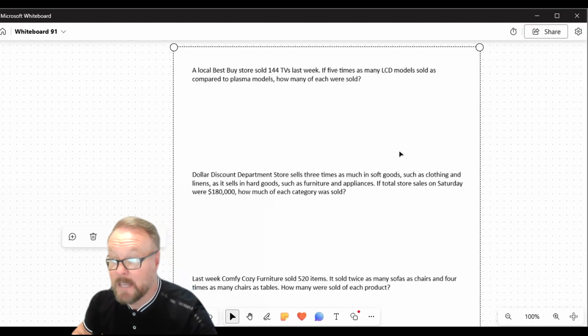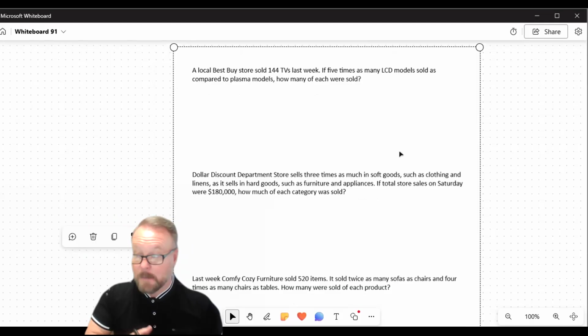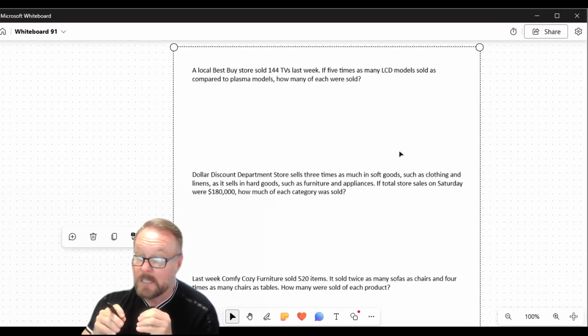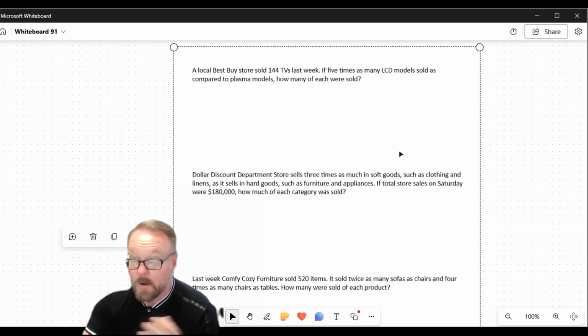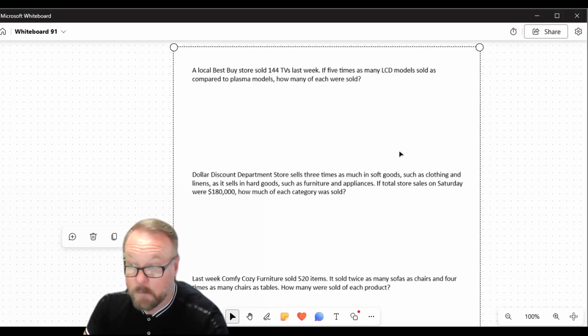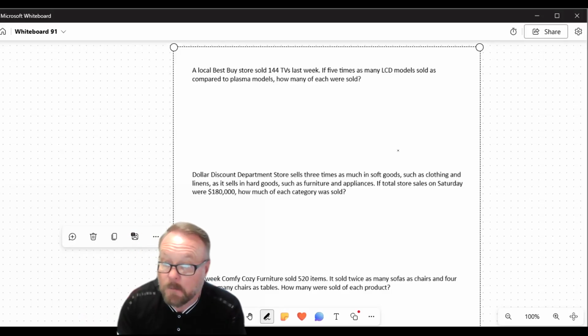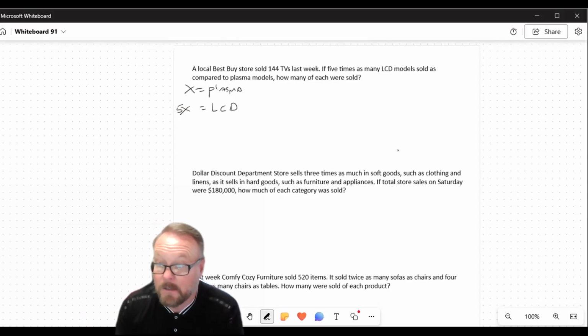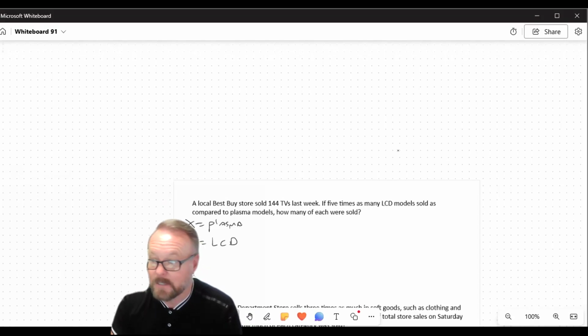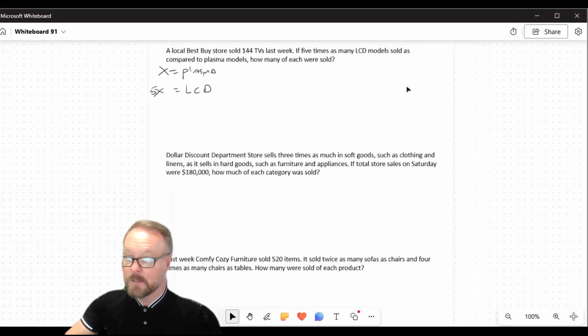Now, again, we see that the LCD models have something tied to it, 5 times as many LCD models. So we know LCD has 5 times more than plasma, so plasma is kind of our base or starting point. So we're going to say that X equals plasma TVs, and 5X equals LCD, since there were 5 times as many LCD as plasma TVs. I've still got to get used to this pad I'm working with.